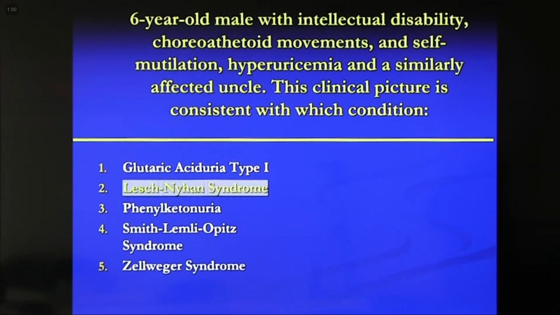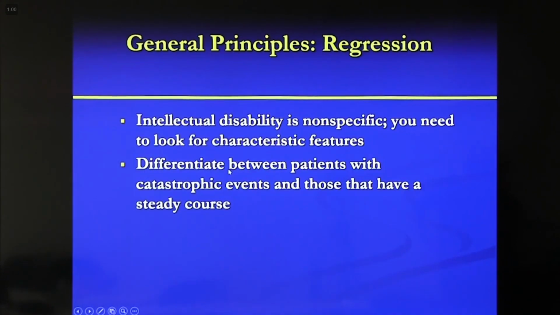So this is a classic presentation of Lesch-Nyhan syndrome. Other conditions: glutaric aciduria type 1, remember that is subtle hypotonia, macrocephaly, and strokes with a viral syndrome. So that's not right. PKU, which we'll talk about in a bit, is progressive intellectual disability if it's untreated, but it doesn't necessarily have the choreoathetoid movements and the self-mutilation. Smith-Lemli-Opitz and Zellweger, we'll talk about later, they're dysmorphic syndromes that have severe developmental delay. You want to differentiate those with a catastrophic course and those with a steady course.